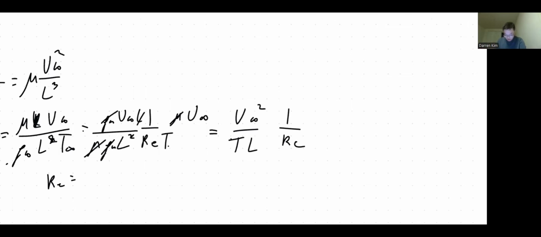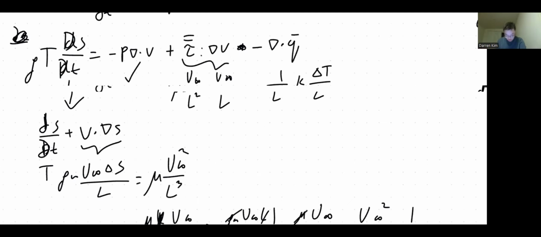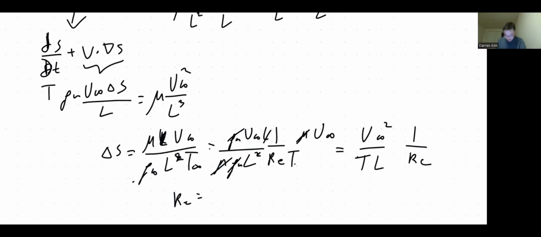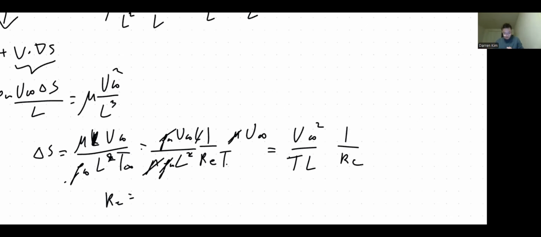T squared, T infinity, delta S divided by L, that equals U infinity squared divided by L cubed. L cubed, L squared, U infinity, U cancel out, density, T infinity. No, yeah, that seems right, but I know it's wrong because I'm pretty sure this is supposed to be the Mach number, and the other one is supposed to have the Prandtl number. So that L doesn't make any sense. How doesn't it make any sense?